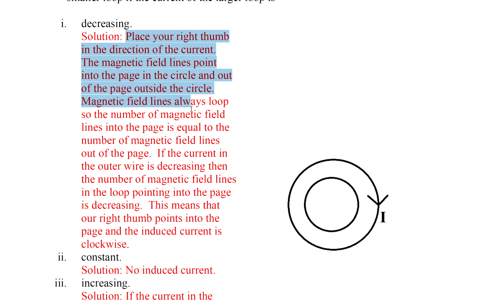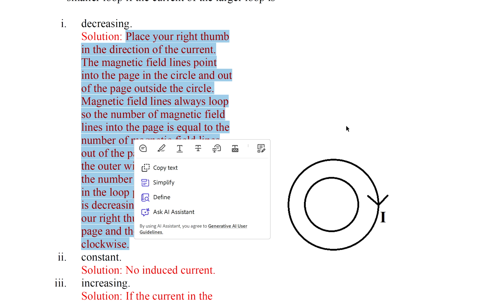Magnetic field lines always loop, so the number of magnetic field lines into the page is equal to the number of magnetic field lines out of the page. If the current in the outer wire is decreasing, then the number of magnetic field lines in the loop pointing into the page is also decreasing. This means that our right thumb points into the page and the induced current is clockwise, because we want to resist that change.